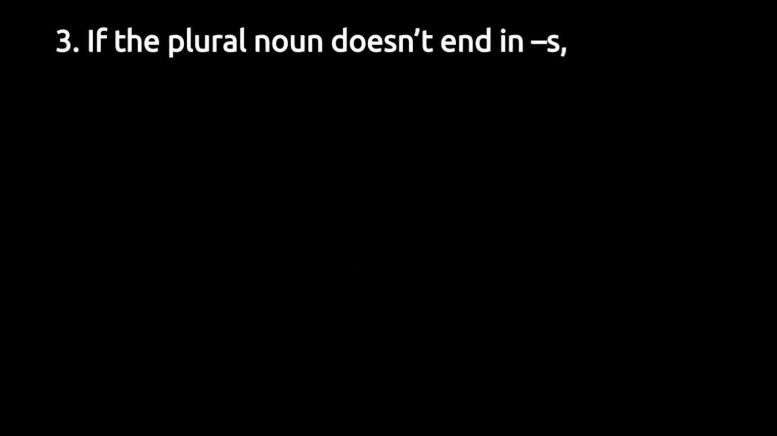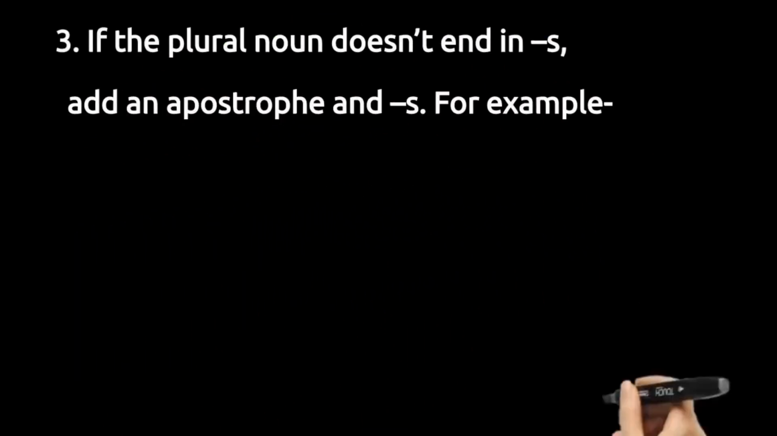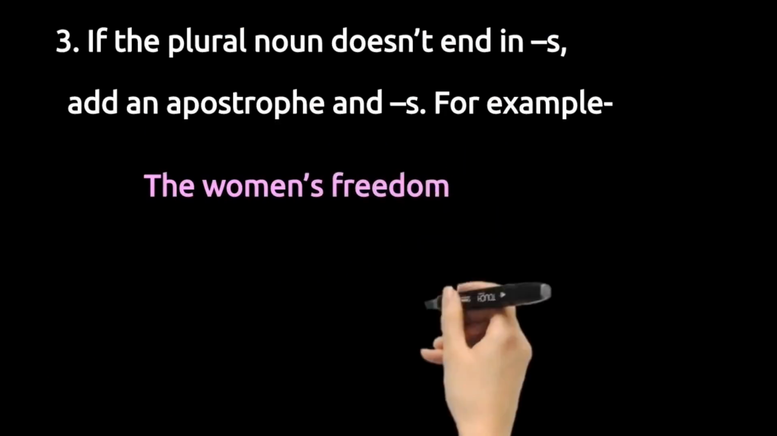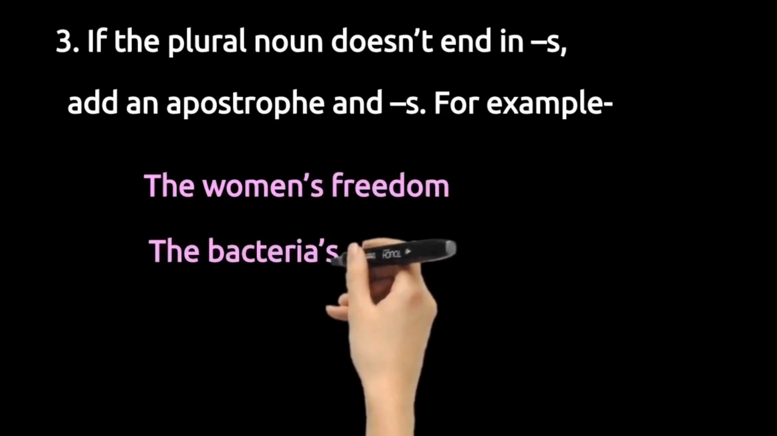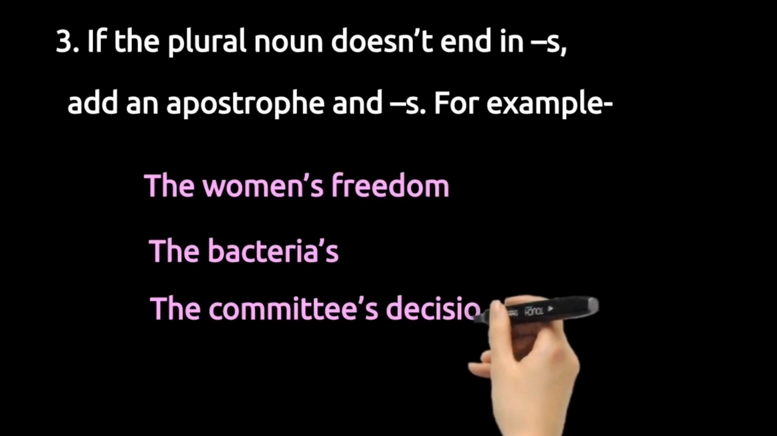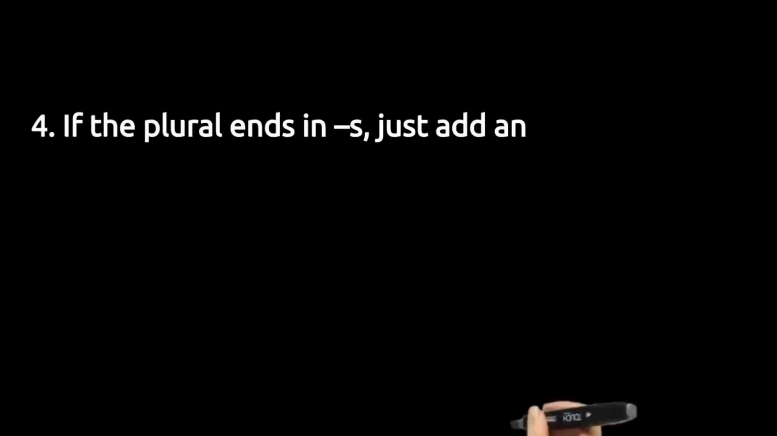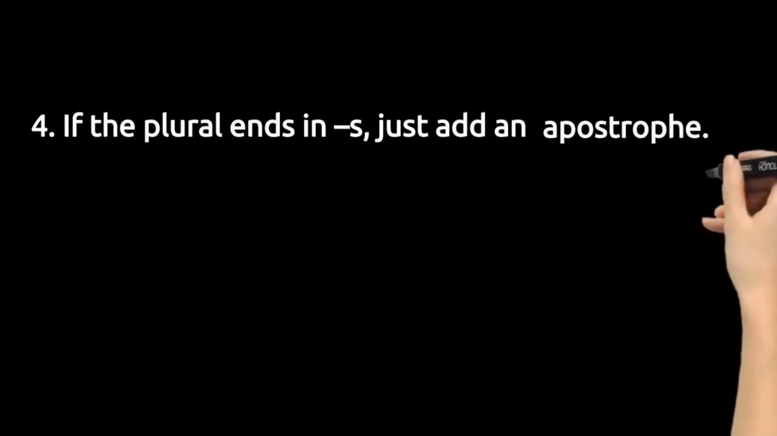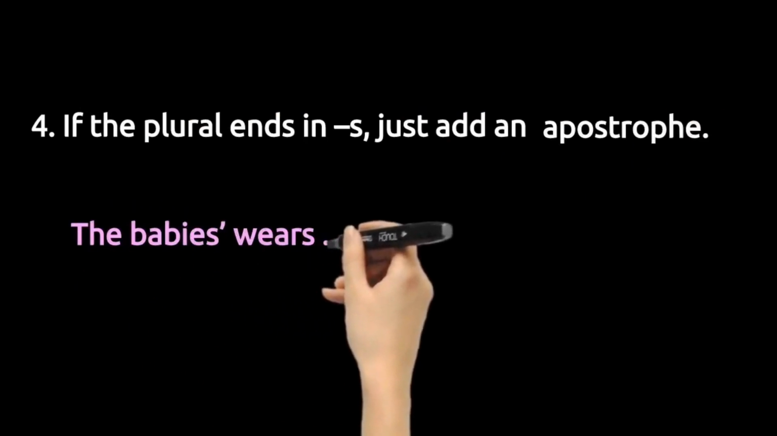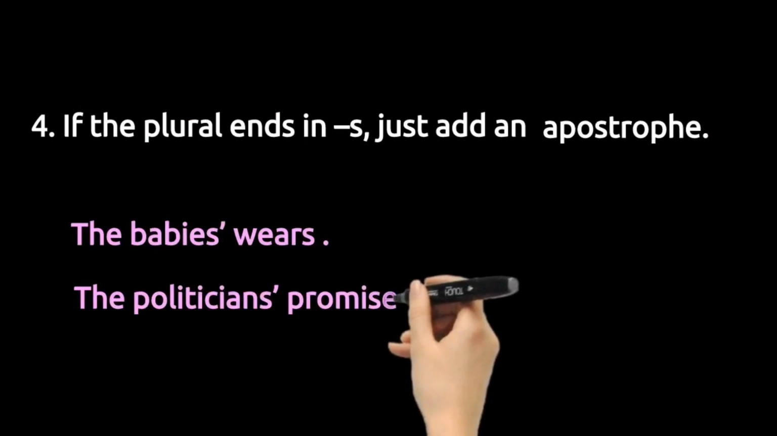3. If the plural noun doesn't end in S, add an apostrophe and S. For example, the women's freedom, the bacteria's, the committee's decision. 4. If the plural ends in S, just add an apostrophe. The babies' wears, the politicians' promise.